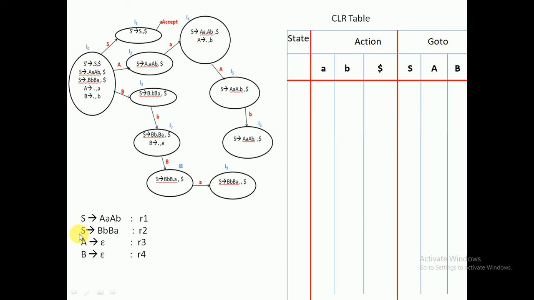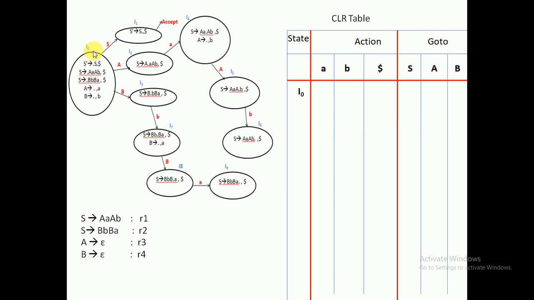Capital A, capital B, and capital S are the non-terminals. Whenever moves are created over a non-terminal, they are called goto. Whenever moves are created over terminals, they are called action operations. Two operations are there in LR parsers, action and goto. I think I explained this topic in the beginning videos.